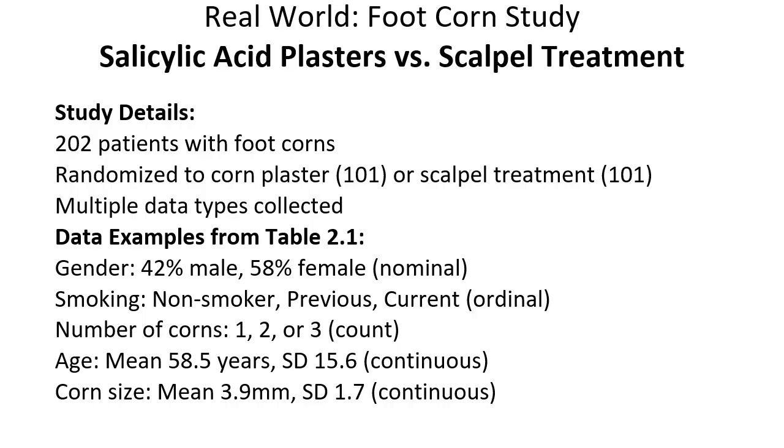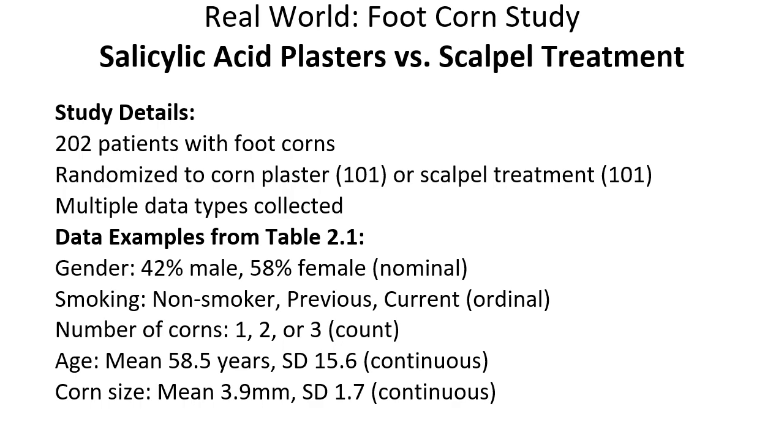The number of corns. So this is a count. This is an integer value of 1, 2, or 3 corns per patient. Theoretically, you could have 0, but in this study, we're looking at people who only have corns, not someone who could theoretically have a corn. These are discrete values. You can't have 2.3 corns or 2.5 corns.